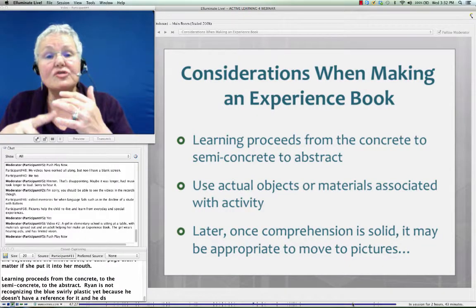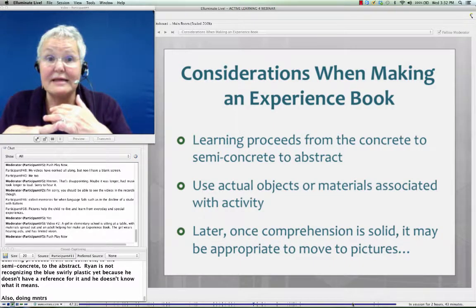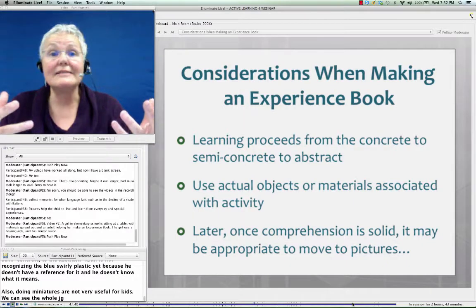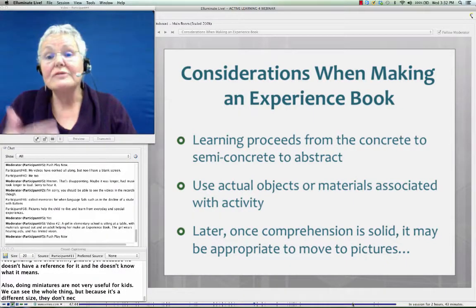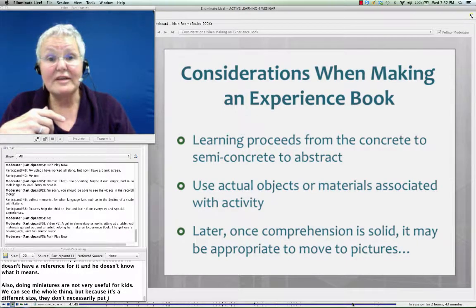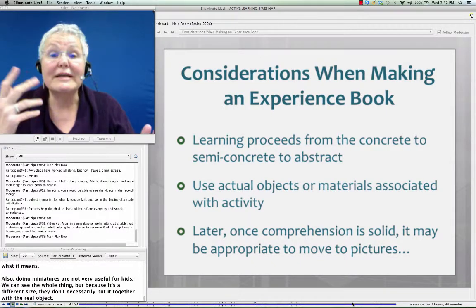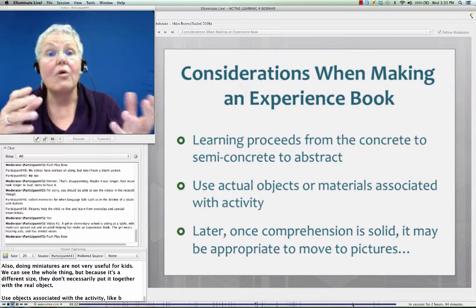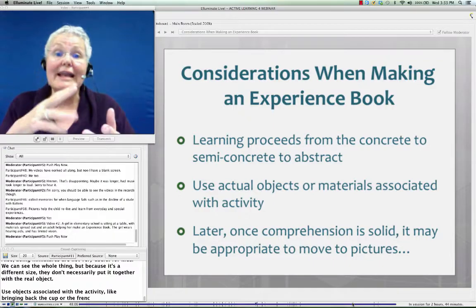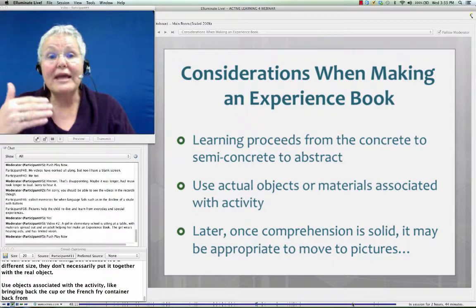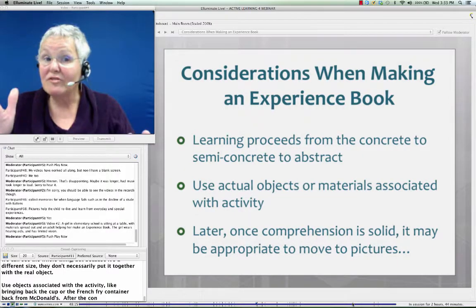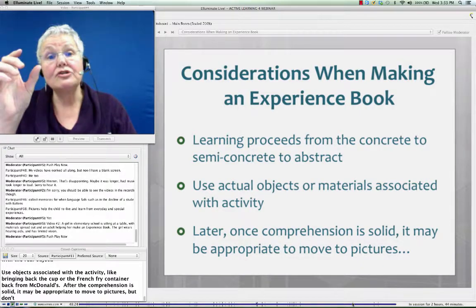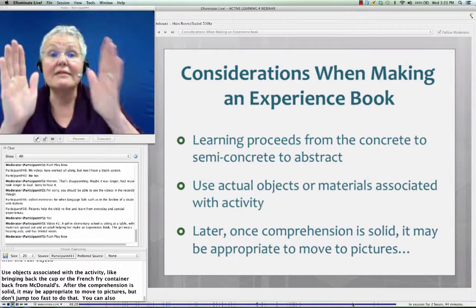The other thing is that miniatures are not very useful to kids. Maybe they see the whole thing, but because that miniature is not the size of what the child normally sees, they don't necessarily put the concept together. Use actual objects or materials associated with the activity. So if you all went to McDonald's, then you might bring the French fry container back because that happens to be the favorite thing the child ate at McDonald's, or the cup. So you can fold it or smush it at some level, or cut it in half and glue it onto the page. Later, once the comprehension for the child is solid, it may be appropriate to move to pictures, but don't jump too fast on that one. Make sure that child really has it. The other thing you can do is sometimes go to partial objects or a smaller object. Make that object a little bit smaller.